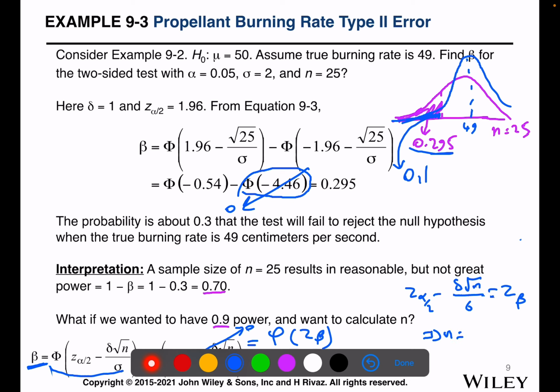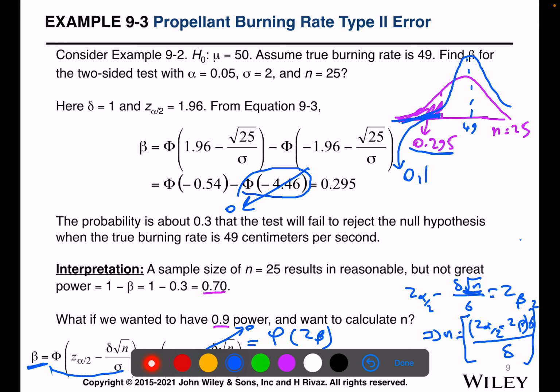So n becomes, goes to the other side, so z of alpha divided by 2 minus z of beta times sigma divided by delta, and the whole thing, because it's square root here, the whole thing to the power of 2.